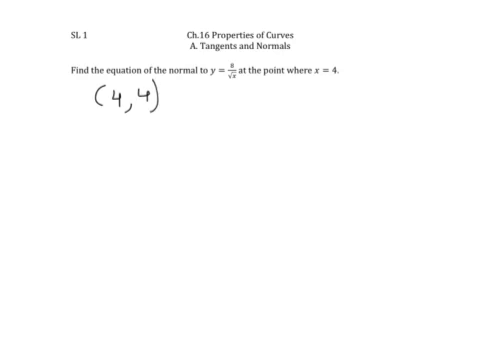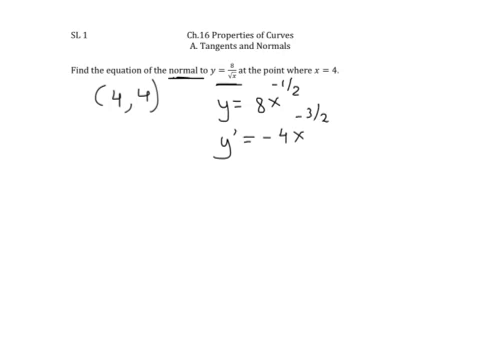Here we need to find the equation of the normal, so we're first going to find the slope of a tangent line and then take the negative reciprocal to find the slope of a normal. So first, let's rewrite this in non-fractional form. So we have y is equal to 8x raised to the negative half power. So the derivative of y would be: bring down the negative half in front of the 8. So we have negative 4x. Negative half minus 1 would make it negative 3 over 2.